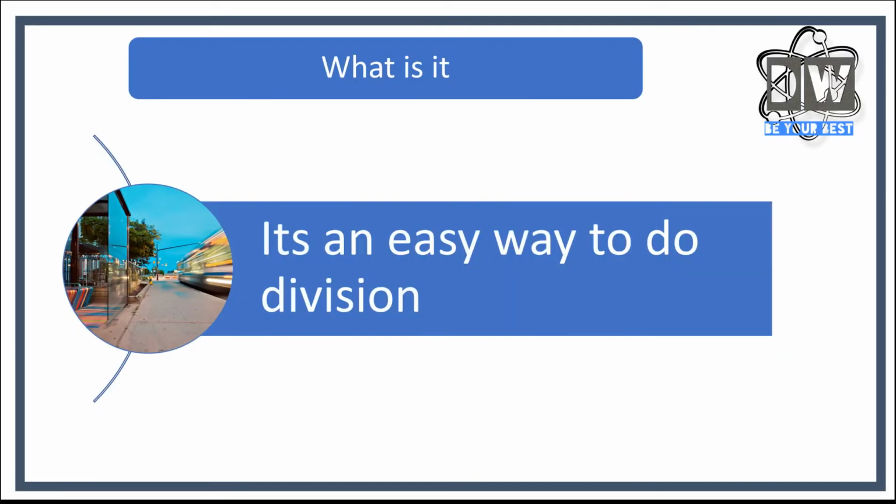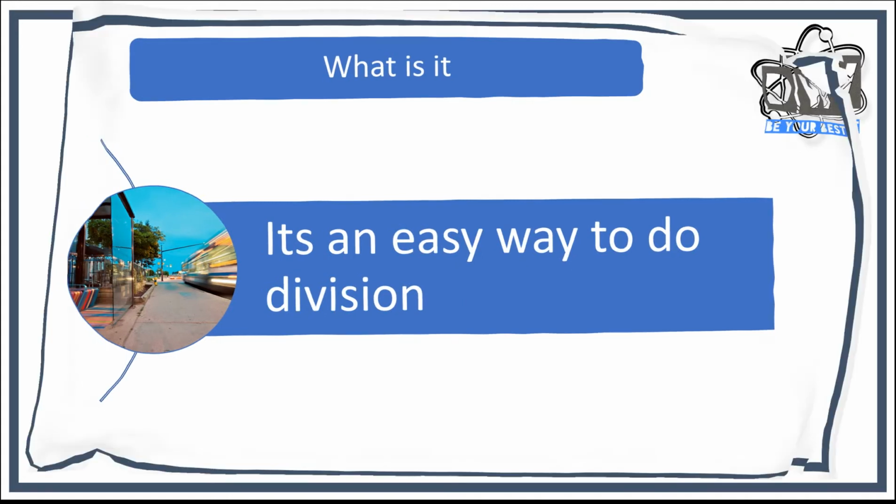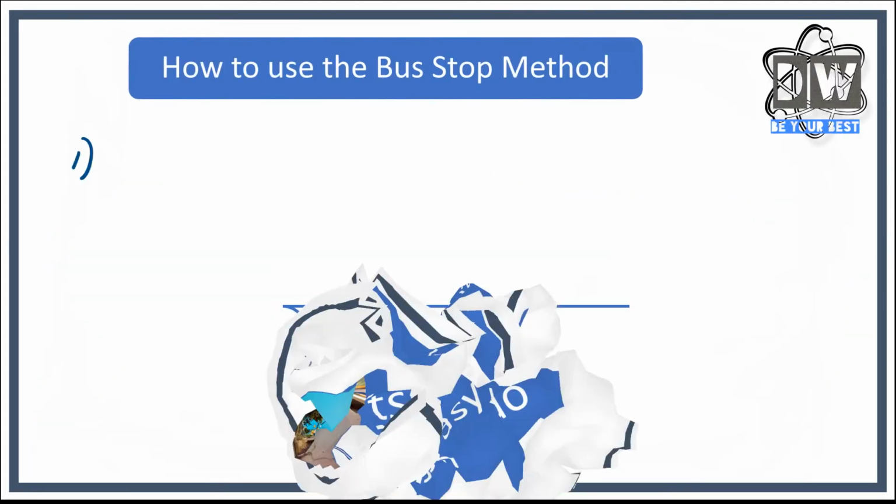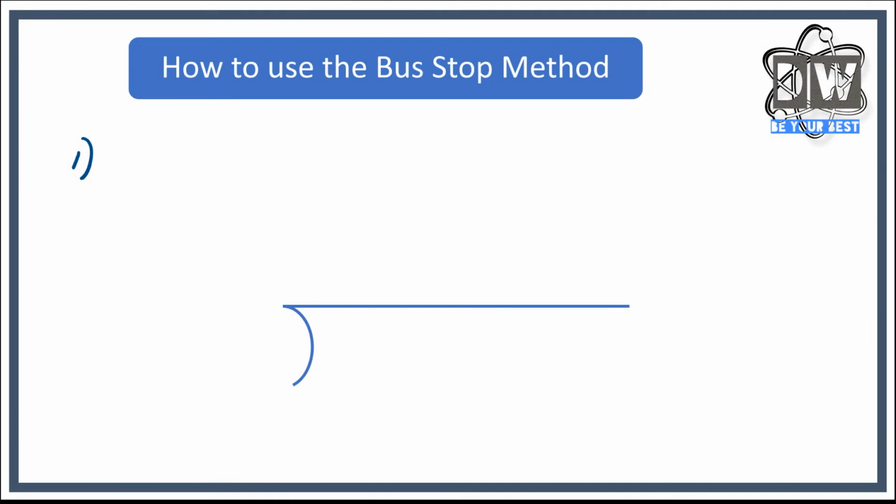But if you can do the other two screencasts, if you've done the basic bus stop method and the remainders, then there is absolutely nothing stopping you from doing incredibly well on this one as well. It's an easy way of doing division. It's called a bus stop method because it looks like a bus stop. We've done this 3 times before, so you already know how to use the bus stop method when we're doing this with decimals.